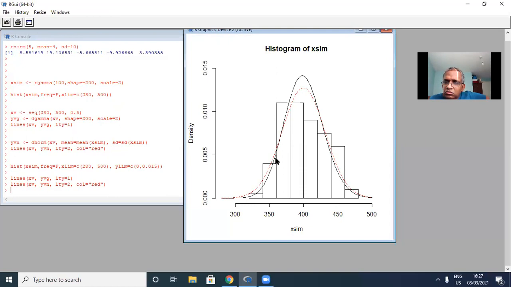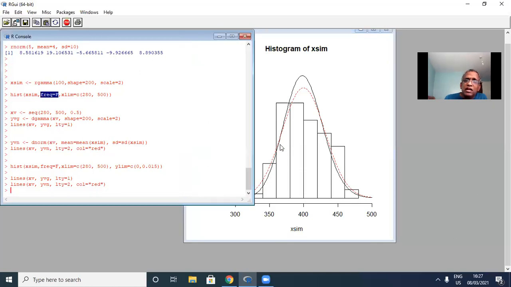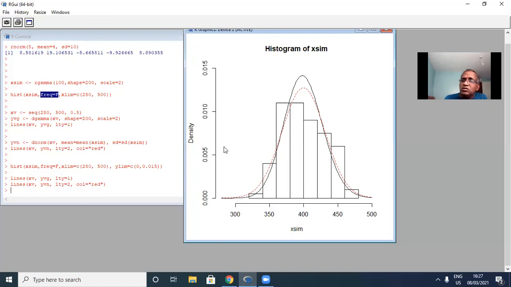Frequency equal to f means that the y-axis is on the density scale, Vincent. I think I talked about this 2 weeks ago. When you say freq equal to f, it means you're plotting the y-axis on the density scale, not the frequency scale. So if you don't put this command, you will have the y-axis in the frequency scale, which you don't want. You want it on the density scale. So you should always put frequency equal to f, especially when you want to compare with continuous or discrete densities.